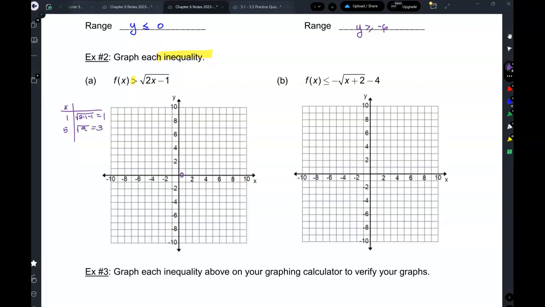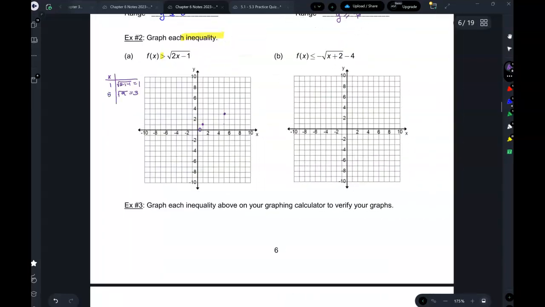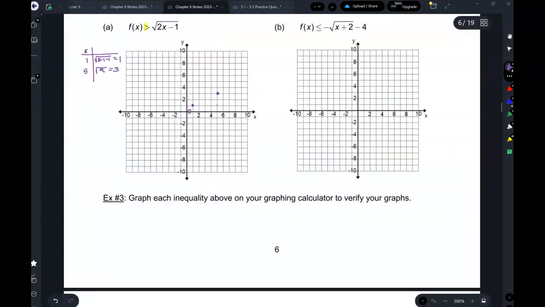So x is 1, y is 1. X is 5, y is 3. Now, this is a greater than, not a greater than or equal to, so we get a dashed line. Remember the dashed lines? Yes, you do. It's not supposed to be a ruler line. It's an absolute value. It's okay, right? So here we go, absolute value.